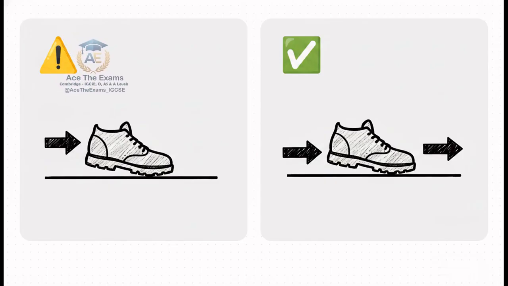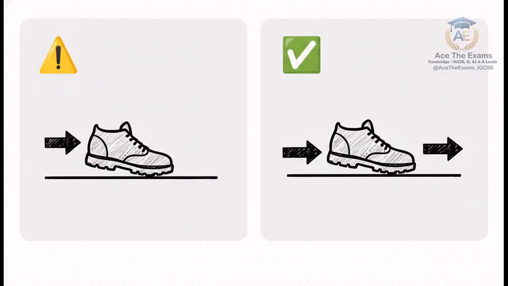To fix this and get the marks, you must say, the person exerts a backward frictional force on the ground, which then exerts an equal and opposite forward frictional force on the person's foot, which is what propels them forward. Notice the difference? You must specify the direction and the specific type of force.